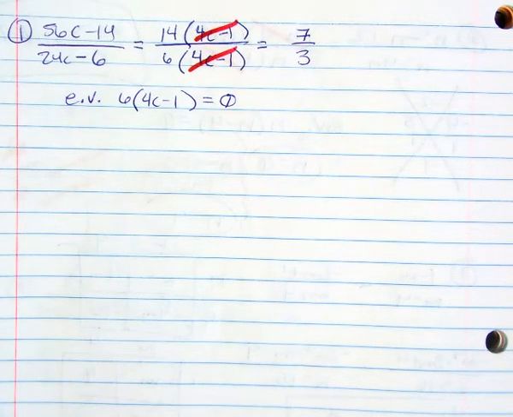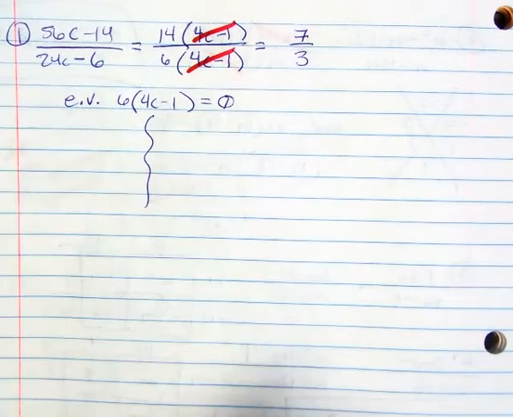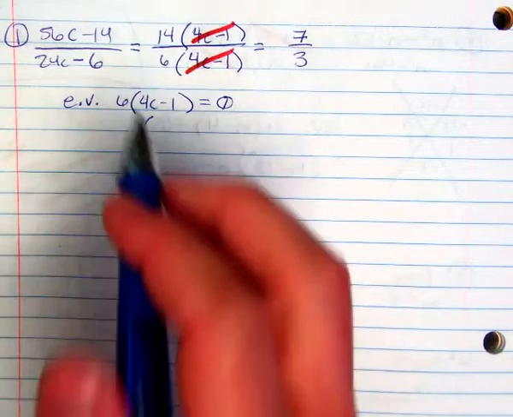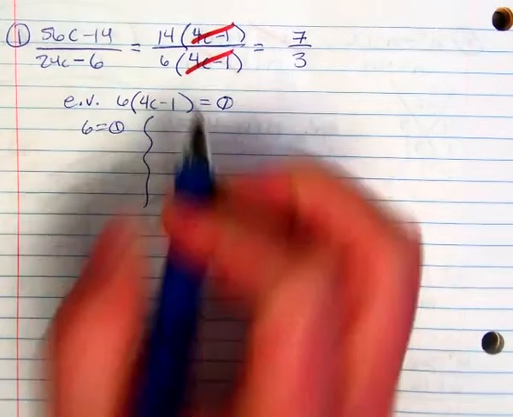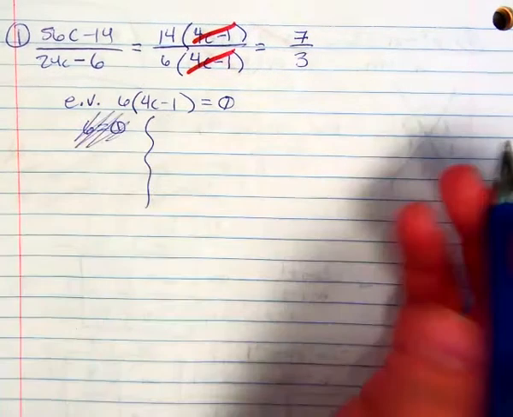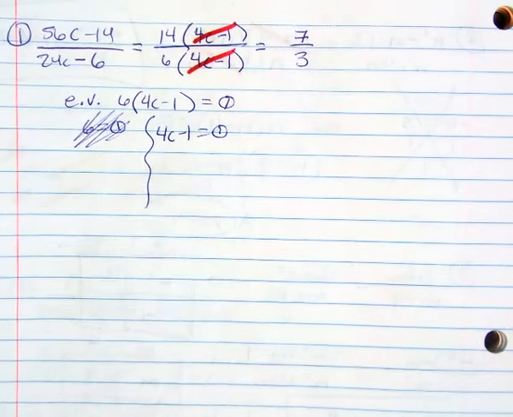When you do this, you split it and you solve each piece of it for 0. Because if one piece is 0, all of it is 0. I would solve for 6 equals 0, but that's just ridiculous. There's no variable there, so that's nothing. And I'm going to solve for 4c minus 1 equals 0.